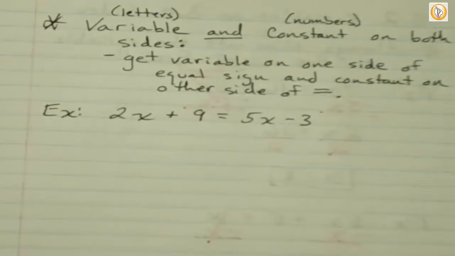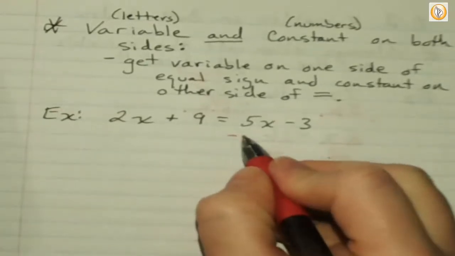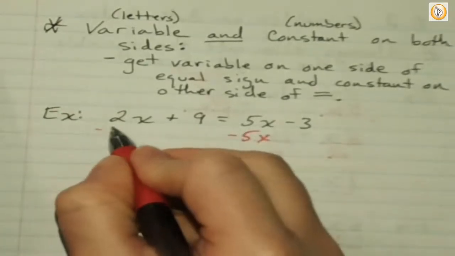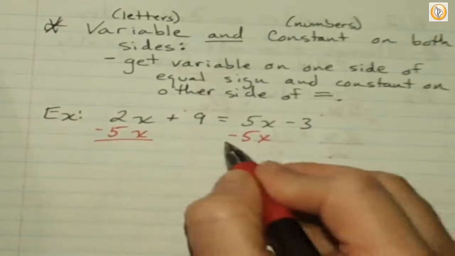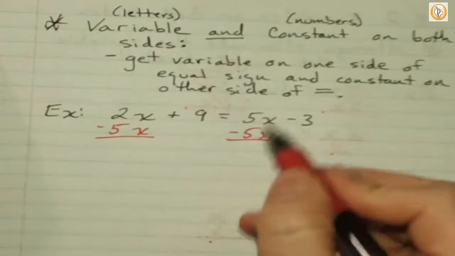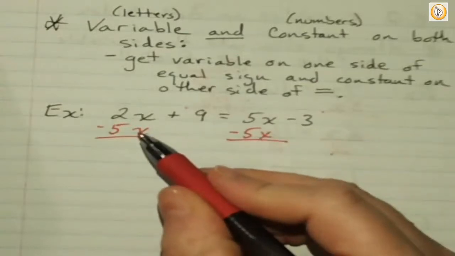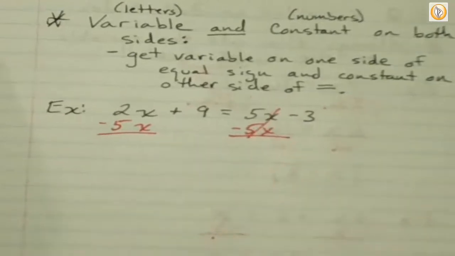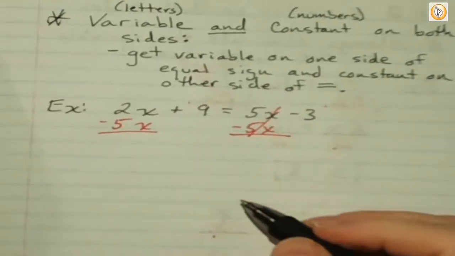So Talia, if I want to get the variable on one side and numbers on the other side, what can I do here? Subtract 5x on both sides. She's correct. Good job. So Joseph and Kelly, notice we're moving the variable to the left side of the equal sign first. Y'all see that?